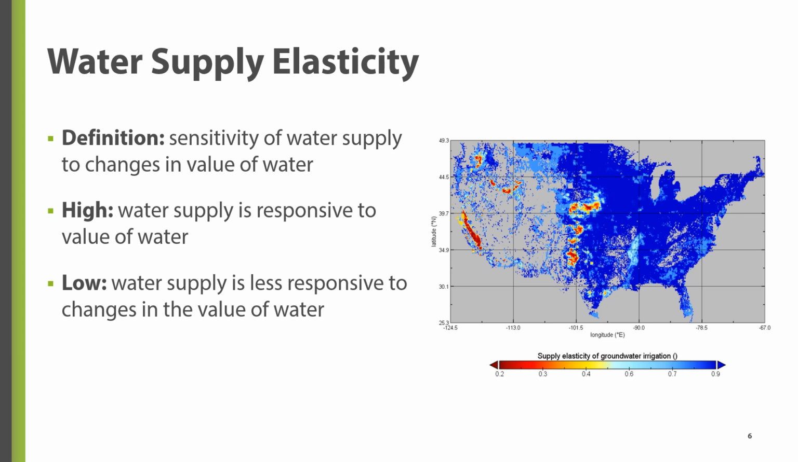The water supply elasticity reflects the sensitivity of water supply to changes in value of water in crop production. The magnitude of this parameter depends on availability of water resources, non-agricultural water uses, regulations, and water rights.